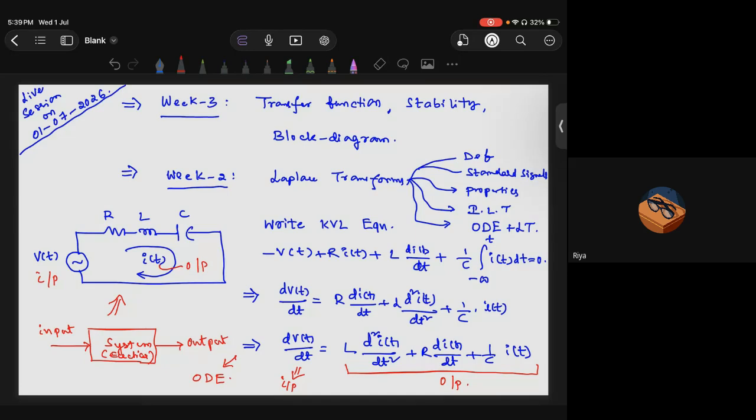Now I'm trying to generalize it. Whenever you have some system, it could be electrical or mechanical or something else. This system would have input and output. If we write down the equations, in this case they are electrical equations, the KVL equations. If it is a mechanical system, we write kinematic or dynamic equations. Finally, we will end up with an ODE. Is this clear? Any queries?